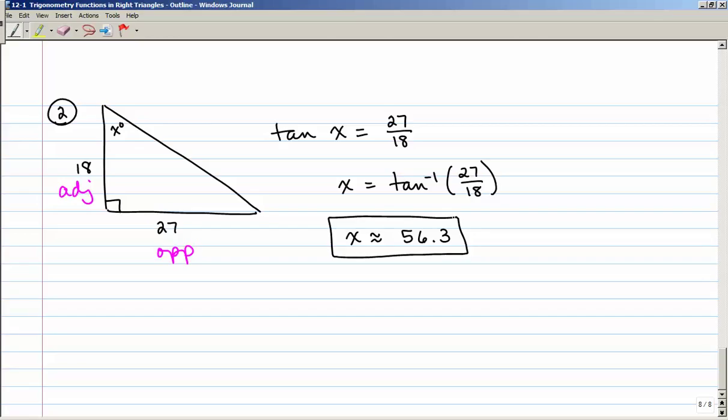So remember, if you don't know what the angle is, you'll need to use the inverse of the trig function. Hit second in that trig function on your calculator and it'll take you right there.